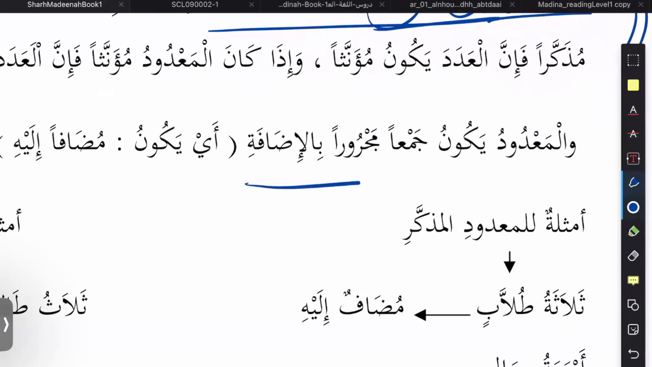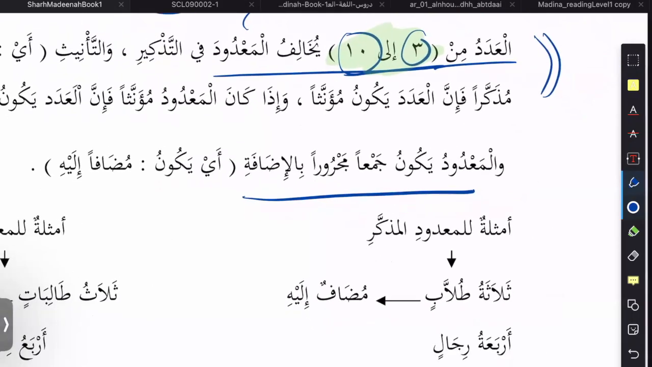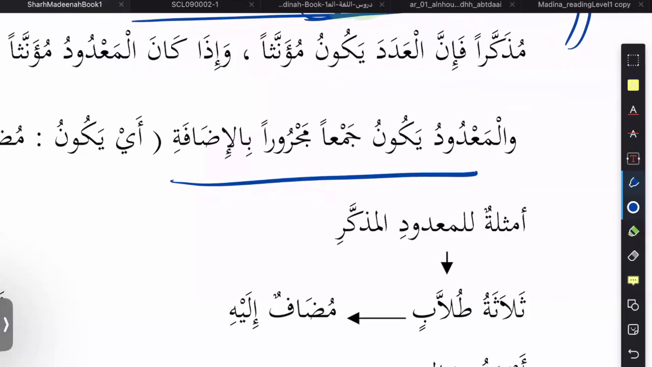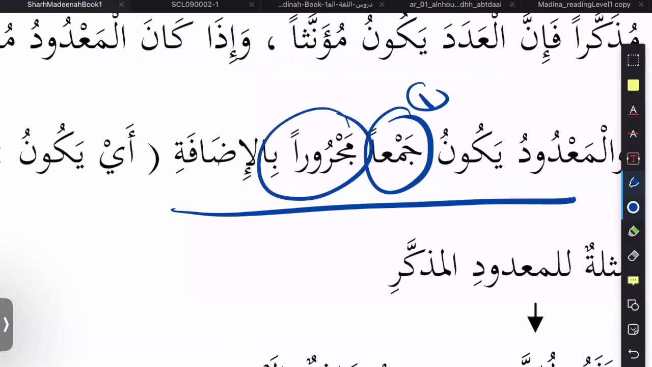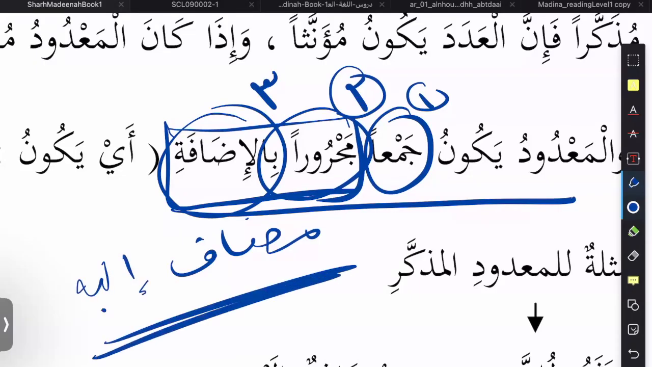Okay, here's your second rule. Again, what numbers are we talking about? Only 3 to 10 here. So you want to say 3 books, 5 books, 10 books, 3 bags, 10 bags. These are the rules you need to make. The second rule is that the ma'dud, the one that you're numbering, has to be plural, majrur, and in idafa, meaning it will be mudaf ilayhi. If something is mudaf ilayhi, you already know that it is majrur. Mudaf ilayhi is always majrur.